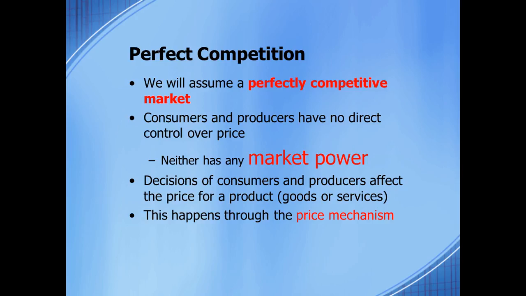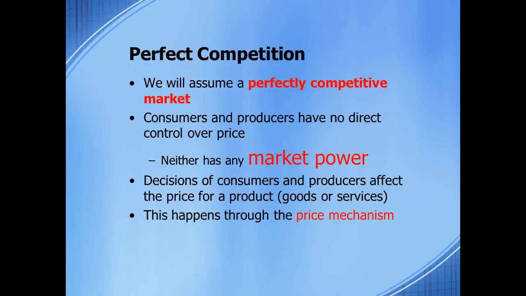So we're going to look initially at perfect competition, and we're actually going to assume there's a perfectly competitive market, a market where consumers and producers have no direct control over price, and neither of them has any market power. In fact, the decisions of consumers and producers affect the price for the product, goods or services, and this happens through the price mechanism. So demand and supply is the only determinant of price.